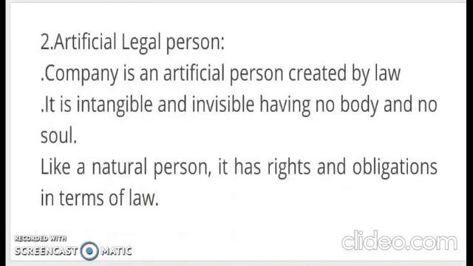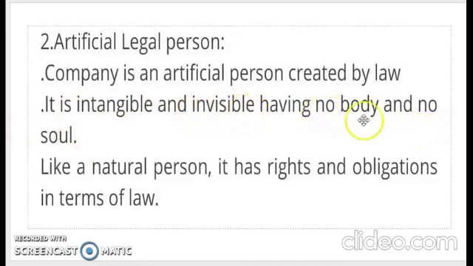Next one, we have artificial legal person. Everybody knows that the company is an artificial legal person created by the process of law. A company can exercise all the functions of an incorporated company under the Companies Act. It has a power to acquire, hold and dispose of property, both movable and immovable, tangible and intangible, to contract and to sue, to be sued by the other company name. That means it's an artificial person. It is intangible and invisible, having no body no soul.